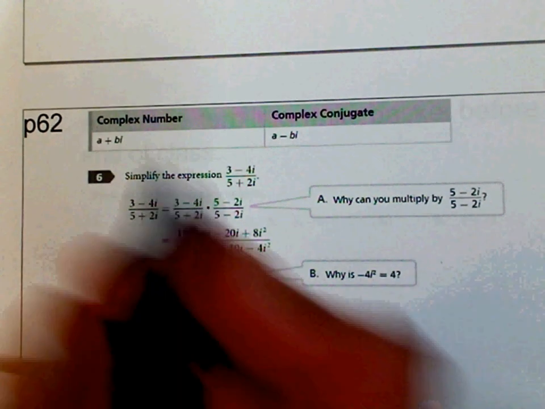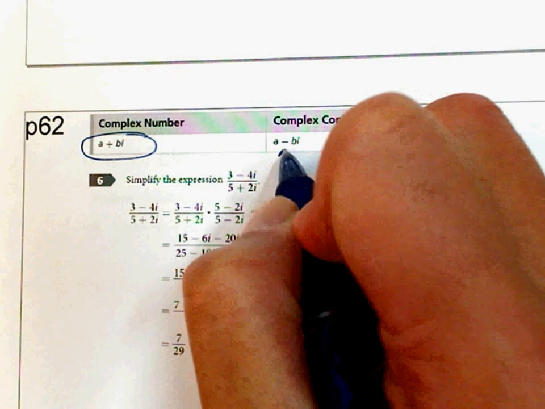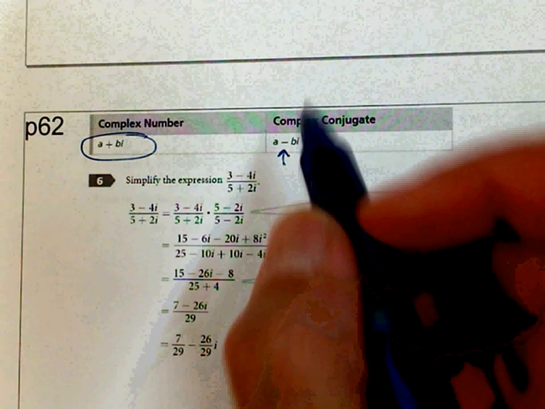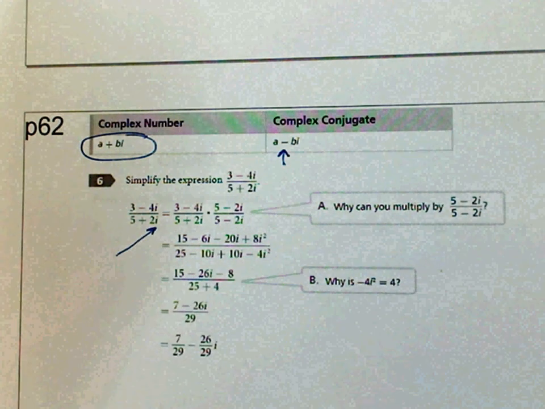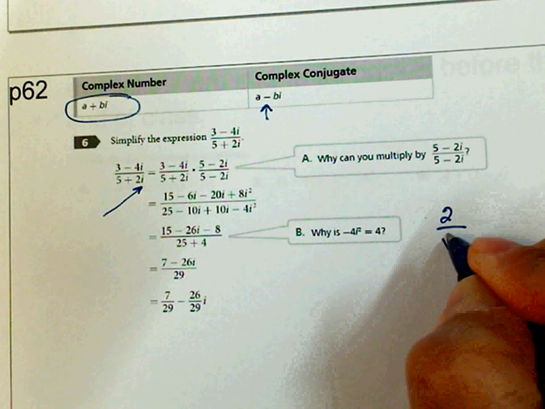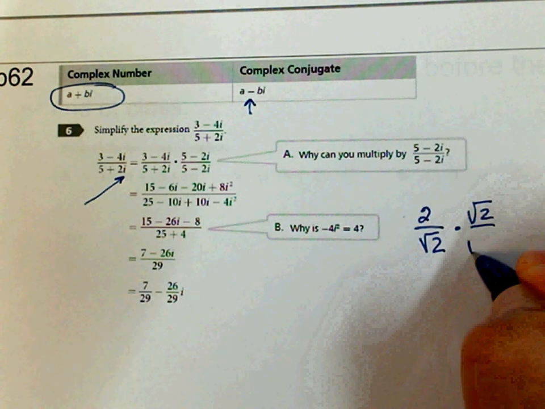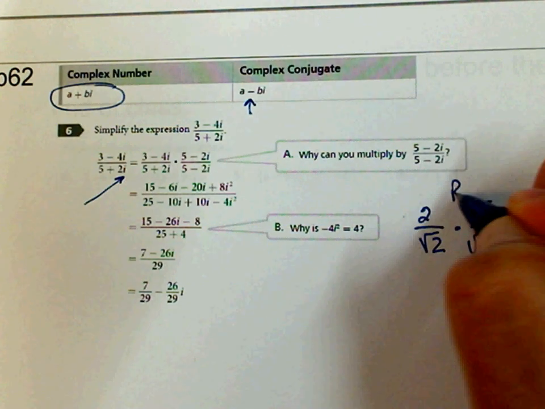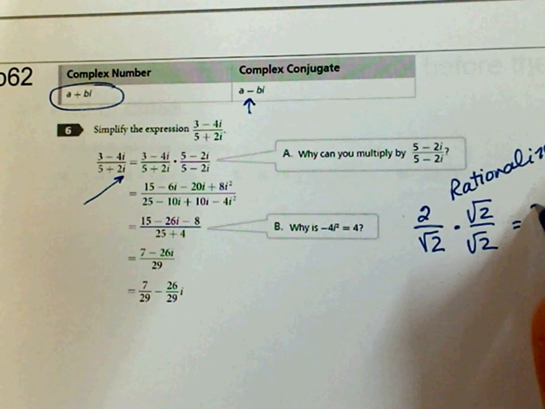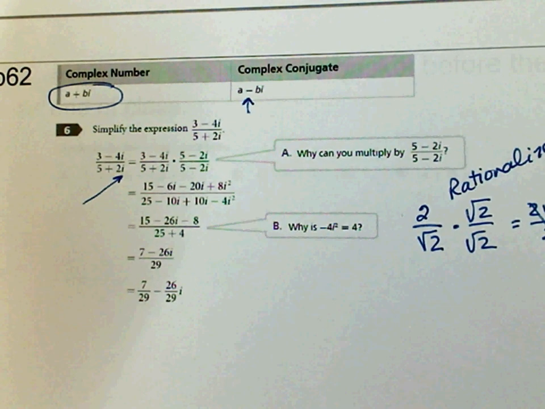All right, so here is the conjugate. If you have a number like that, a plus bi, the conjugate is always going to be the opposite. And why do you want to do that? Because you are not allowed to have an i in your denominator. So for example, if you have 2 over square root of 2, what do we do right there? We multiply it times the square root of 2, both the numerator and denominator. The word for that is rationalize. So what do you have? You have 2 square roots of 2 over 2, cancel. So your final answer is square root of 2. See that right there?